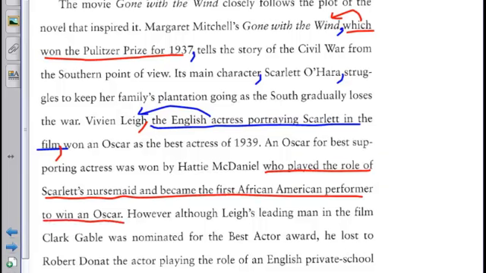And that whole thing is what's redescribing her. So I'll put a comma right after McDaniel, and that's the only comma I need to put in there.